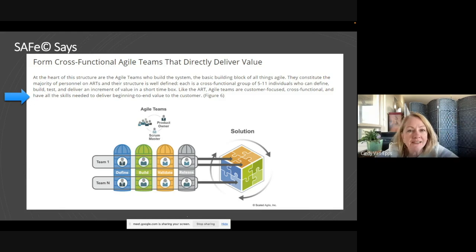Okay. SAFe says all your Agile teams should be cross-functional and have all the skills needed to deliver beginning-to-end value to the customer. Wow, that sounds amazing. Unless you're building complex systems, with different types of engineering, software, and firmware. It can get pretty complicated pretty fast.